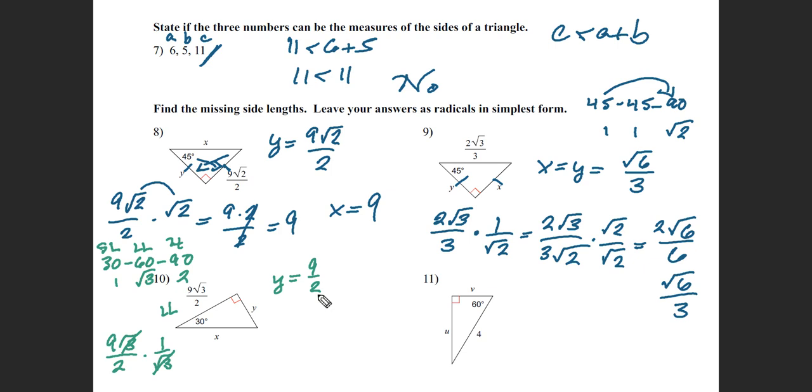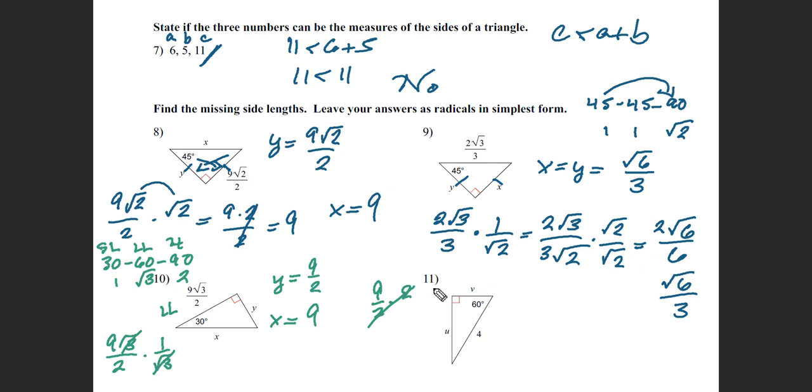Now that we have the short leg, we just have to multiply by 2 to get the hypotenuse. So if we multiply 9/2 by 2, just to show some work here, once again, we have 2 in the numerator, 2 in the denominator. Those cancel out, and we just get 9 for the hypotenuse.